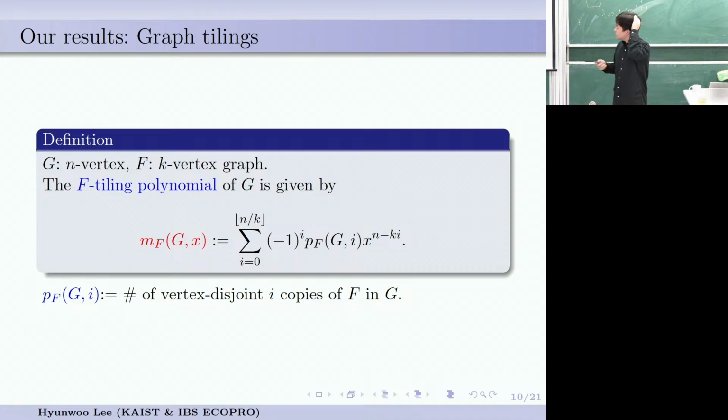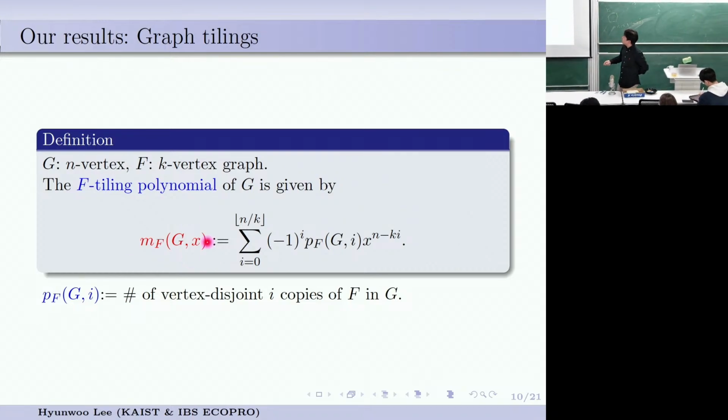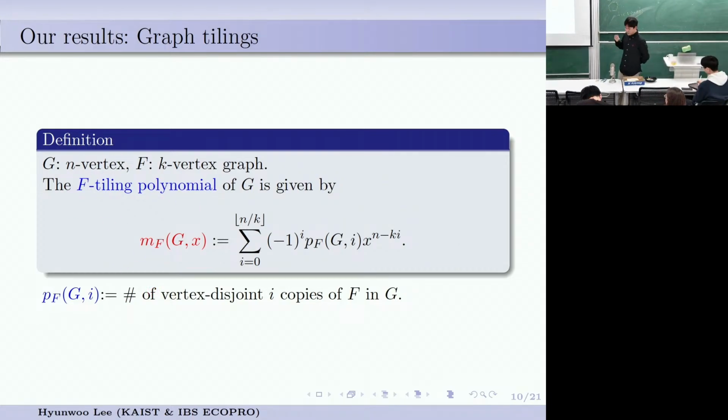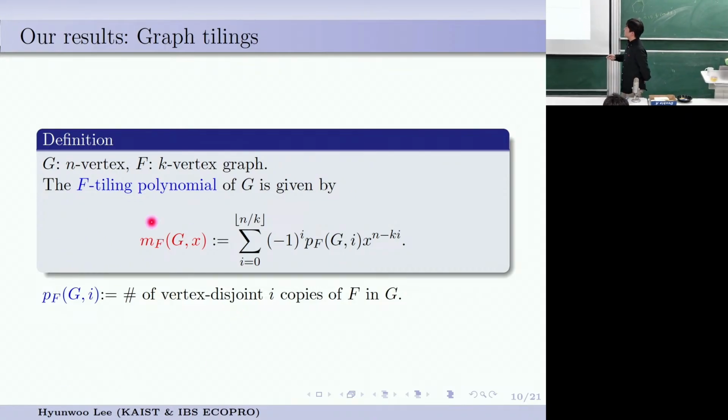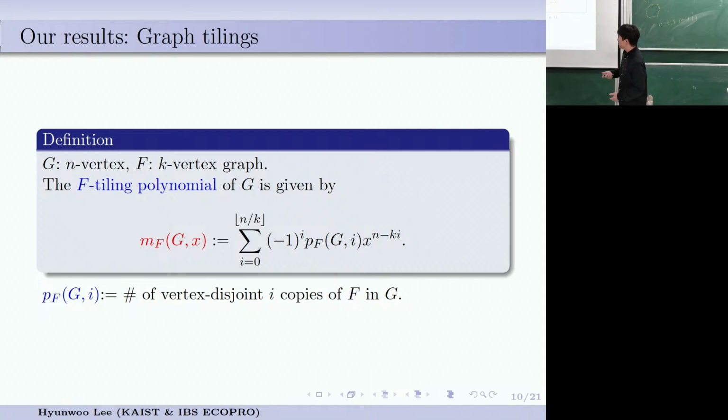To state the applications, I will define the F-tiling polynomial, which is a natural generalization of the matching polynomial, because we can consider a matching as a K2-tiling. A tiling is simply a set of vertex-disjoint isomorphic copies of some graph. Now let G be an n-vertex graph and F be a small k-vertex graph. Then we define the F-tiling polynomial M_F(G, x) as the alternating sum of p_i(F, G), where p_i is the number of i vertex-disjoint copies of F in G. This is the natural extension of the matching polynomial.